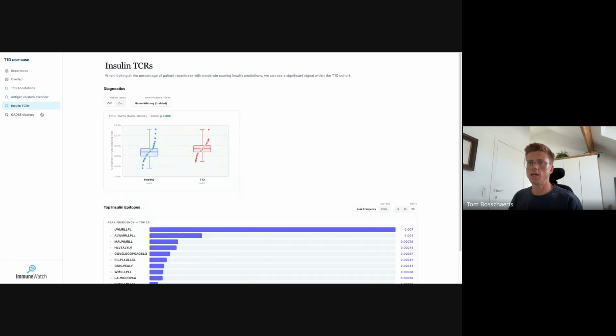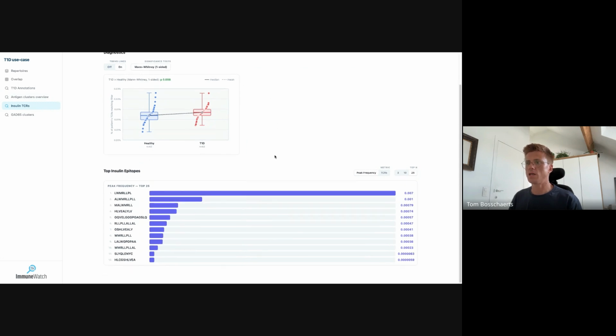If we take a deeper dive, for example, into insulin, which was really the top antigen, and you compare all the annotations for the healthy versus the type 1 diabetes data sets, you see that there's really a significant difference here, again with this top epitope driving the response. I see that there are 800 TCRs that are specific for this top insulin epitope in this specific sub-analysis.